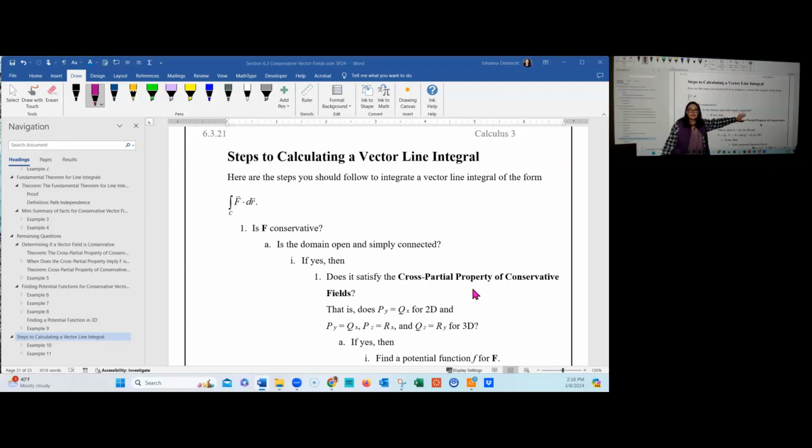If the domain is open and simply connected, we have 3 of the 4 conditions to prove that it's conservative. The last remaining one is, does it satisfy the cross-partial property of conservative vector fields? This means that the partial of p with respect to y equals the partial of q with respect to x for 2 dimensions, and that the partial of p with respect to y equals the partial of q with respect to x, partial of p with respect to z equals the partial of r with respect to x, and the partial of q with respect to z equals the partial of r with respect to y for 3 dimensions. If the answer to that is yes, then we know it's conservative.